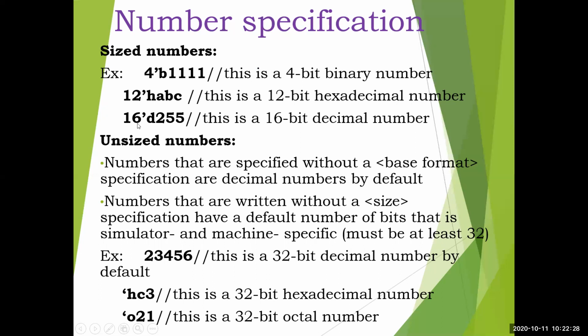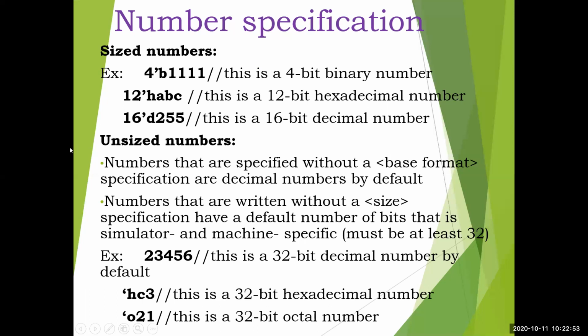Understood? Same way, 16'd255. 255 is a decimal number. If you write it in binary, you will have 16 bits, so that's why 16 is the size. Decimal base format, 255, it is a 16-bit decimal number. So this is about the first variety, sized numbers. This is one additional thing you will be seeing in Verilog HDL.